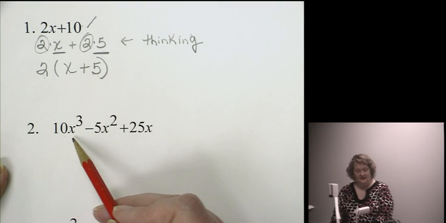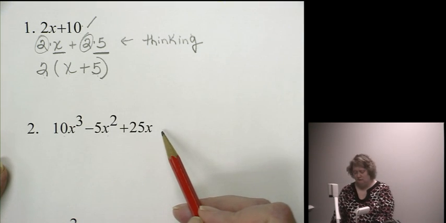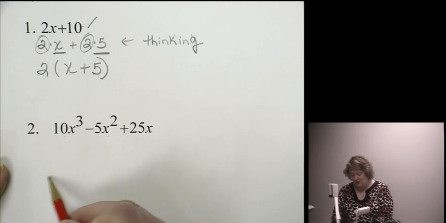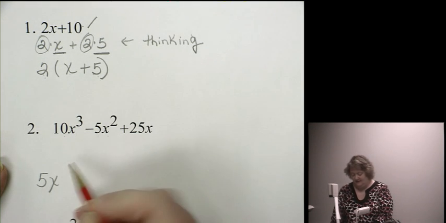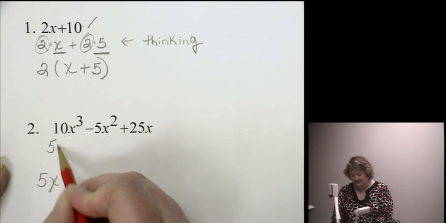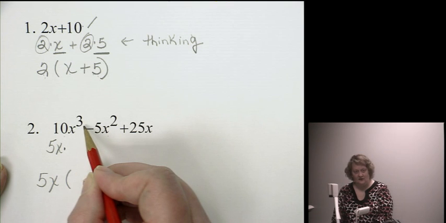Then we want to look at variables: x to the third, x squared, and an x. Well, it looks like they all share an x. So our common factor is that 5x. So we can see that 5x times something would give me back 10x to the third.